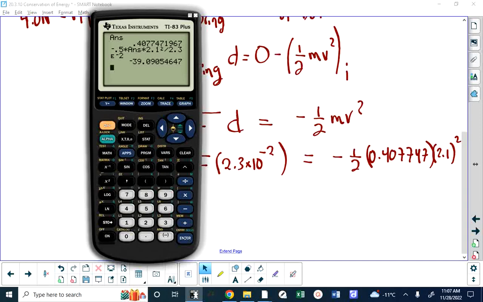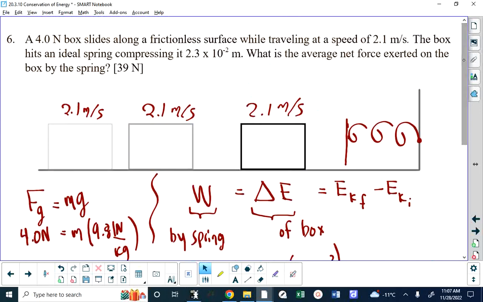And this is the weird thing about that work formula. Work is not a vector, but you can still use that work equals force times displacement formula wisely, and if you get a negative F, that just means the force is in the opposite direction. So the answer is 39 newtons. And that's the average net force exerted on the box by the spring. It happens to be negative 39 the way I've thought of it, because that just means the force is opposite to the direction of the motion.